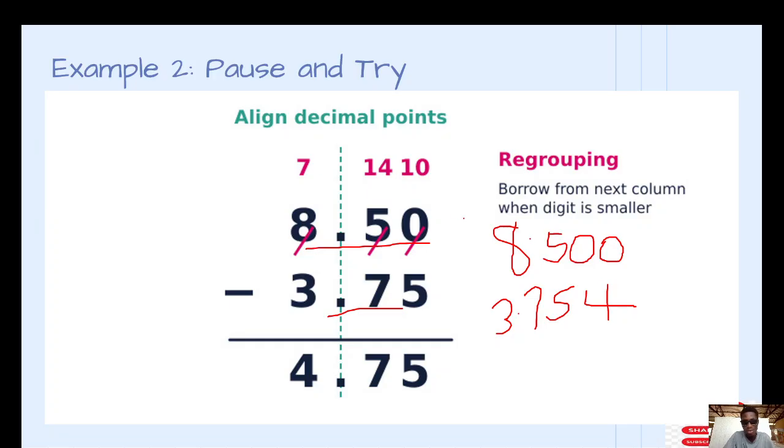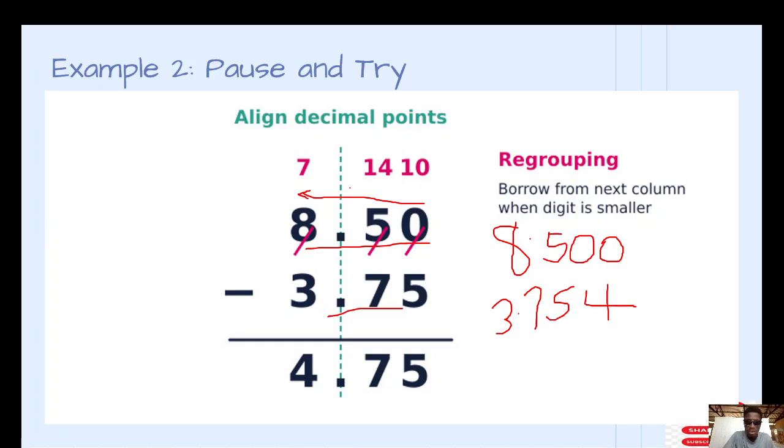All right, so let's get right into subtracting our problems on the screen. So we have 8.50 minus 3.75. So the first thing to do is to start from left and then to where? To right. Okay.